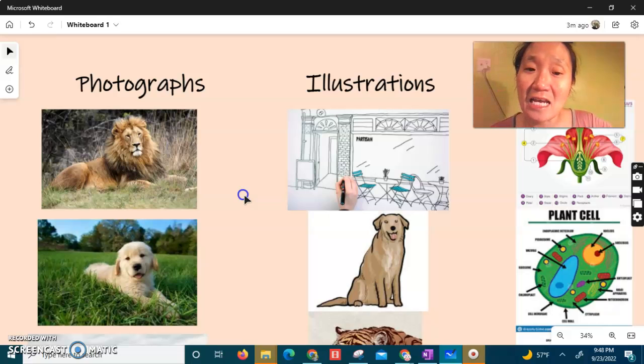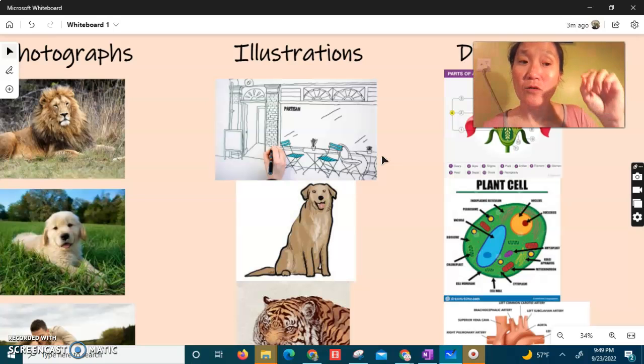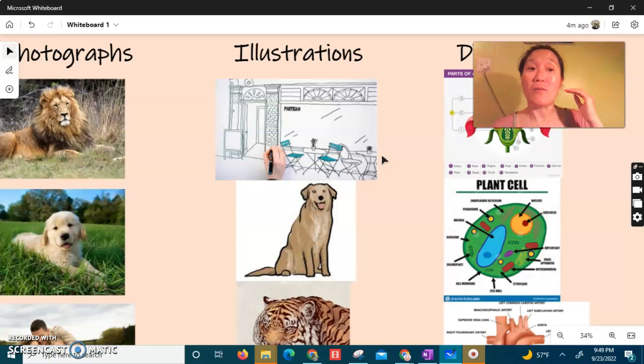The second kind of picture that you can run into are what are called illustrations. Illustrations are, as you can see in this picture right here, done by a human being. You draw it out. That's drawn by hand. Talent and skill with a pencil, a marker, crayons, paint, watercolor. You do an illustration. Okay? It's not taken with a camera.